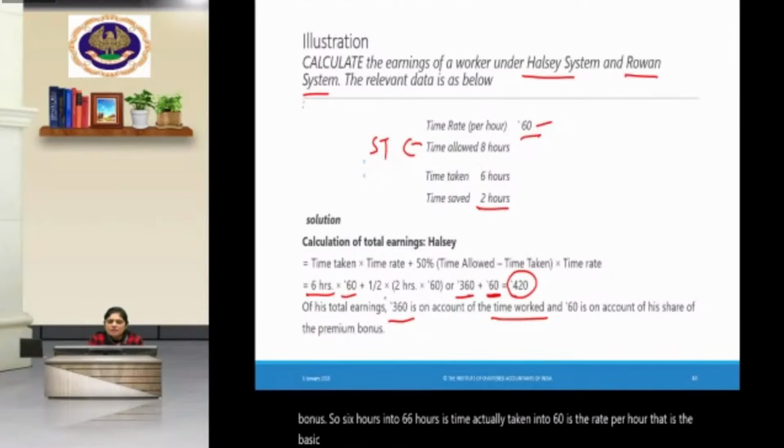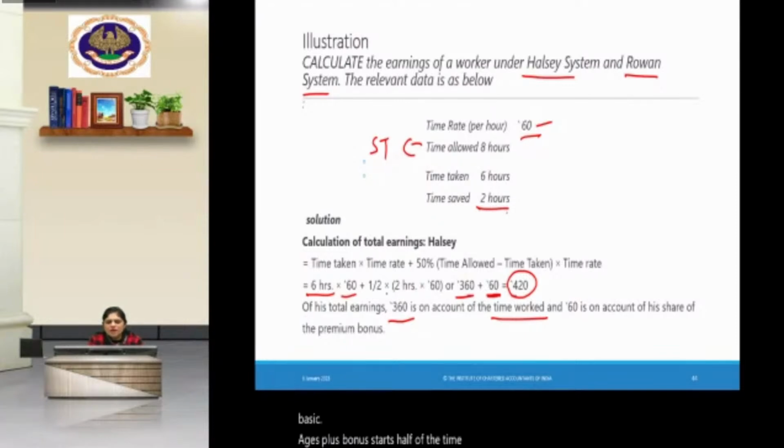Plus now the bonus starts. Half of the time saved. So time saved is 2 hours. So half of the 2 hours, for 1 hour he'll be getting the rate per hour.